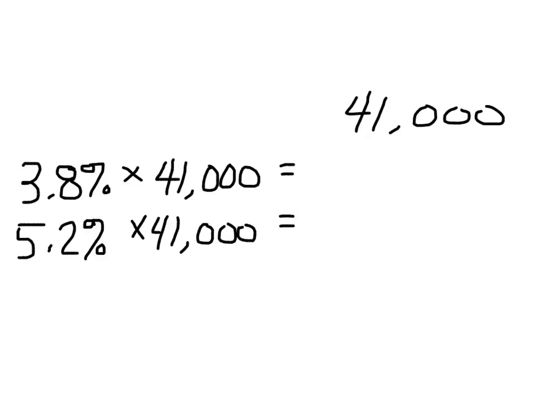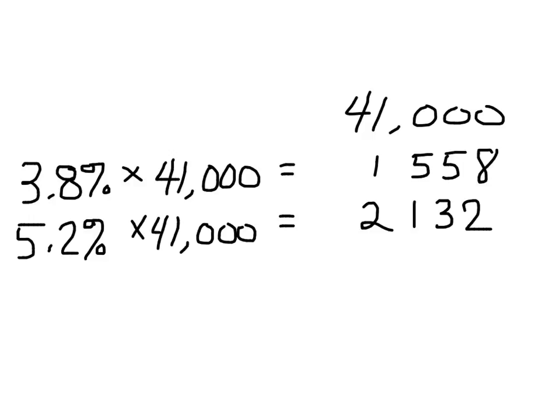So what I need to know from you guys is, first of all, what is 3.8% or 0.038 times 41,000? 1,558. Then, what is 5.2% or 0.052 times 41,000? 2,132. Okay, now, quick question for you guys.